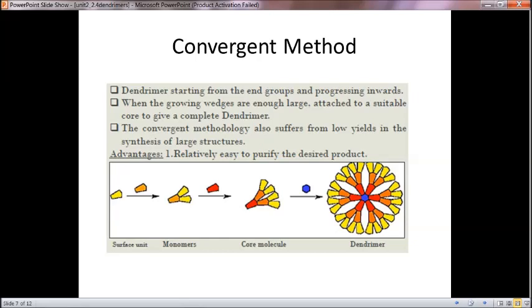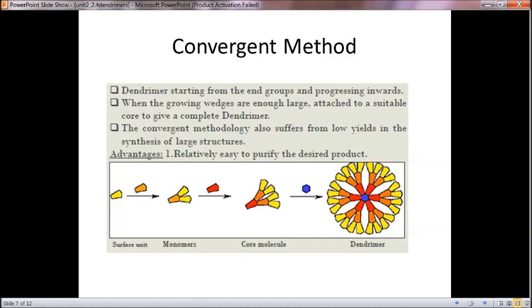So dendrimers are built starting from the end groups and progressing inwards, and so the name convergent. When the growing wedges are large enough, they are attached to a suitable core to give a complete dendrimer. That is the convergent method. In the convergent methodology, low yield in the synthesis of large structures is observed as a drawback.